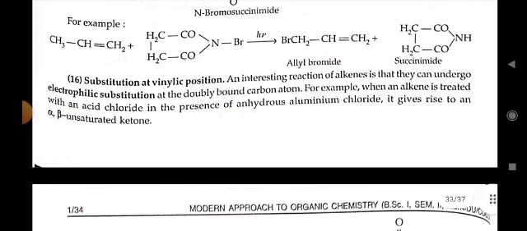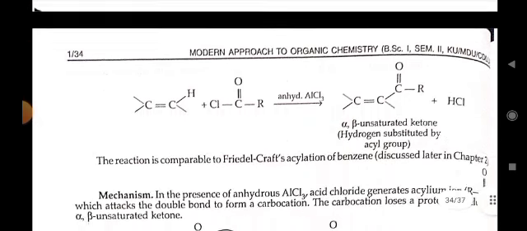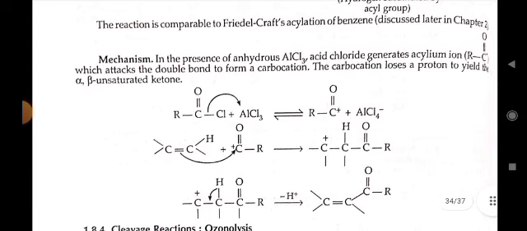Substitution at the vicinal position. An interesting reaction is that alkenes can undergo electrophilic substitution at the doubly bound carbon atom. For example, when an alkene is treated with an acid chloride in the presence of anhydrous aluminum chloride, it gives rise to alpha beta unsaturated ketones. The reaction is comparable to Friedel-Crafts acylation of benzene.